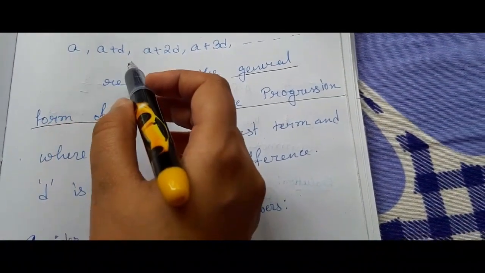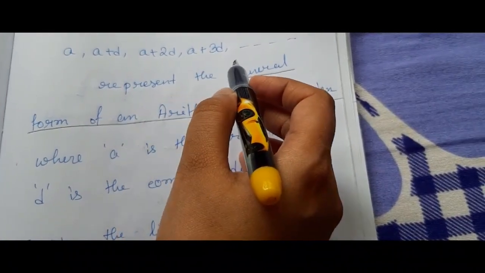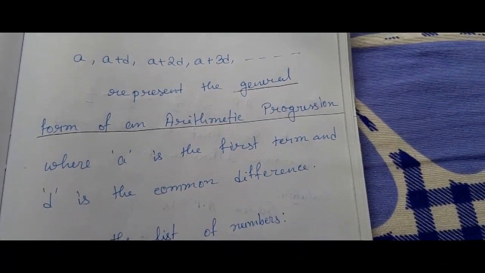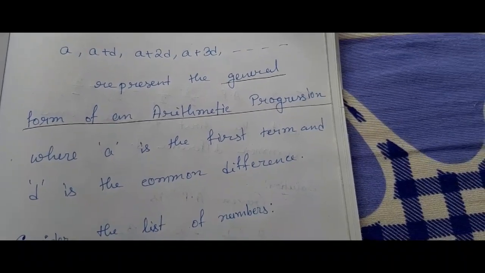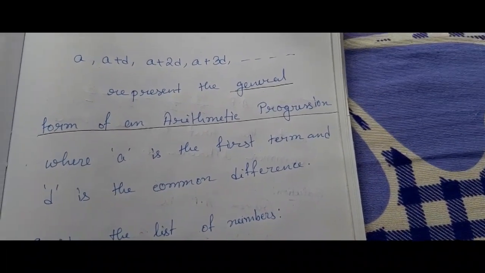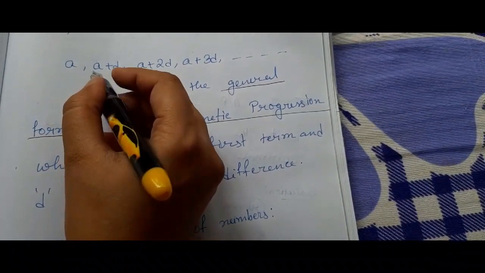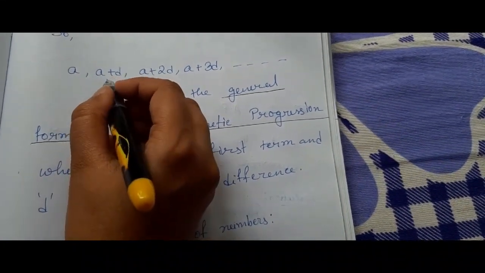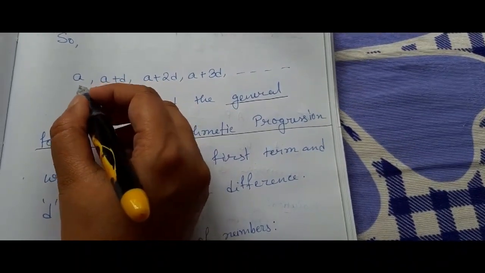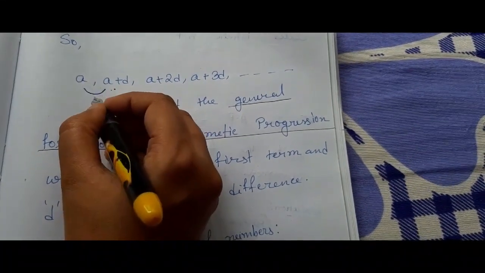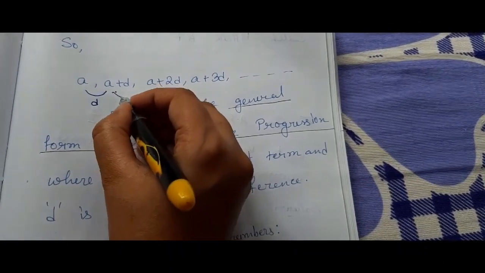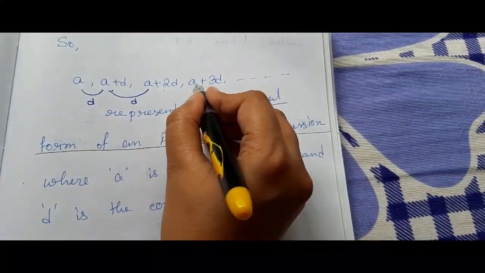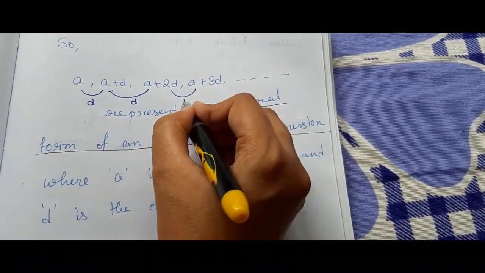So A plus D, A plus 2D, A plus 3D, A plus 4D represent the general form of an arithmetic progression, where A is the first term and D is the common difference. If you subtract the first term A from the second term, the common difference will become D. Similarly, if you subtract these two, you will get D. If you subtract this one from this one, you will get D, okay.